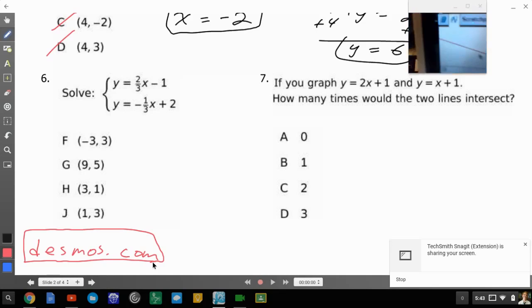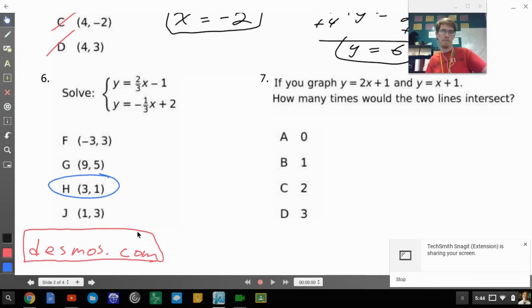All right, there's my graph. And if you notice, that intersection is at 3 and 1. 1, 2, 3, 3, 1 actually. There it is. Now, this is how I would algebraically check this. Here's my x, here's my y. I plug that in, I get 1 equals 2/3 times x, which is 3, minus 1. That's going to be 2. 2 minus 1 is 1. That one checks.